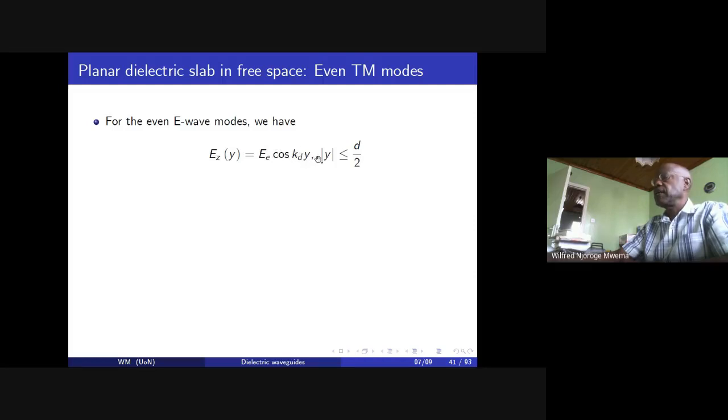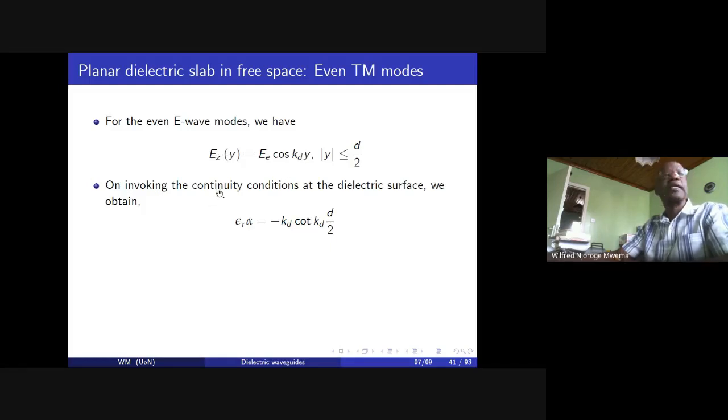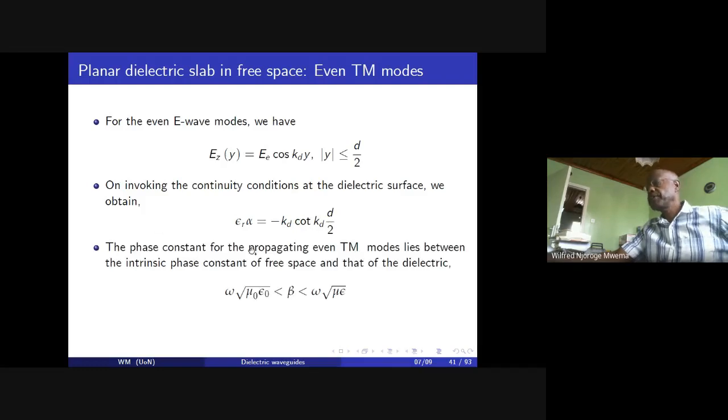For the even TM modes, then Ez must be just given by E naught cos kd y, which gives us the field for that region inside the dielectric, and we can use the same values for outside the dielectric as well. So on invoking the continuity equations at the dielectric surface, we obtain that epsilon r multiplied by alpha is equal to minus kd cotangent of kd d by 2. Remember, for the odd modes, we had a tangent function. And the phase constant for the propagating even TM modes then lies between the intrinsic phase constant of the free space and that of the dielectric, like we saw before.